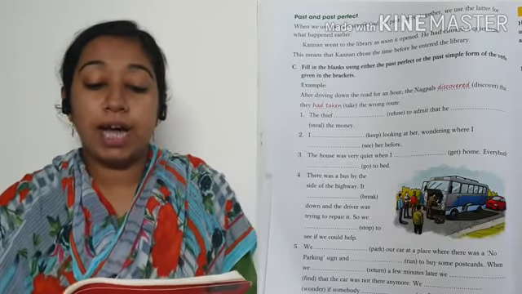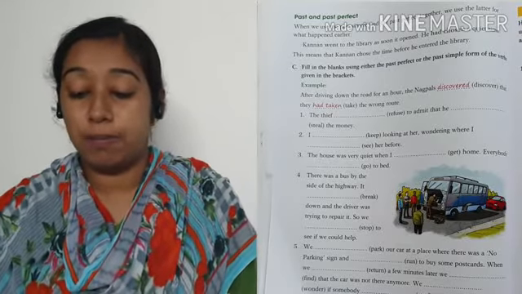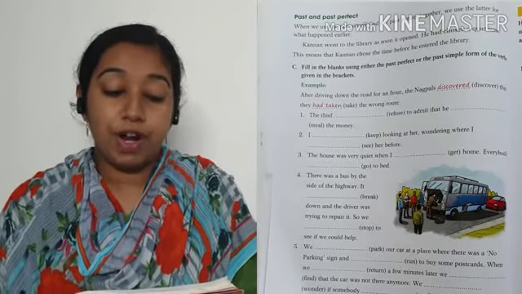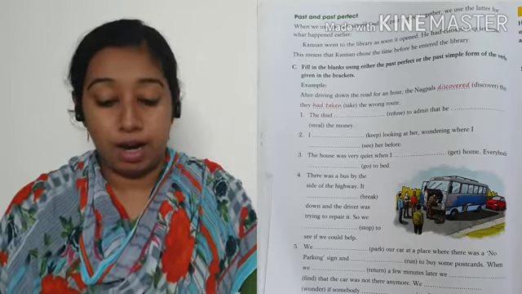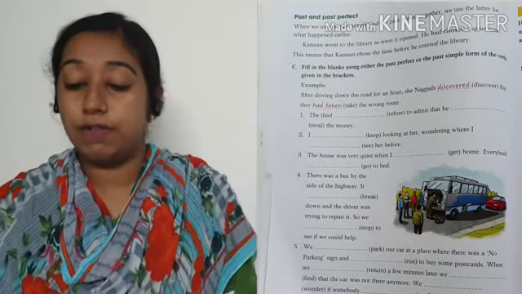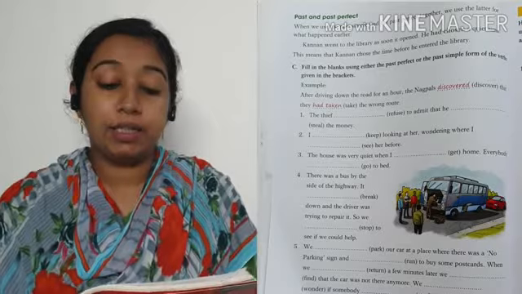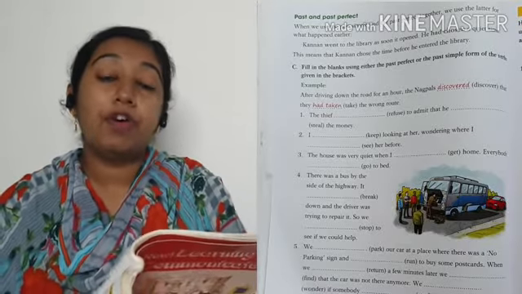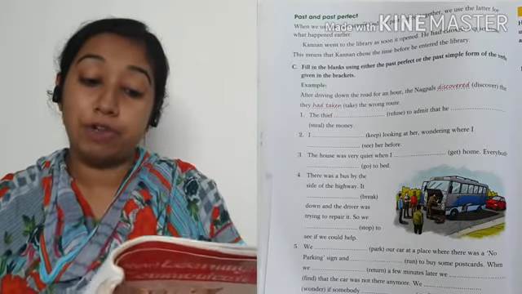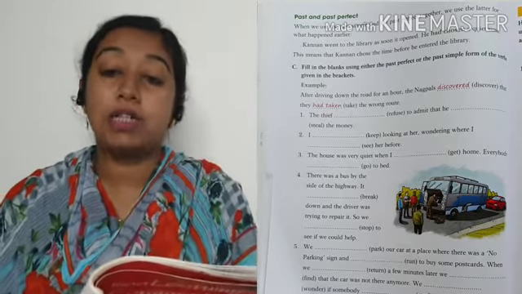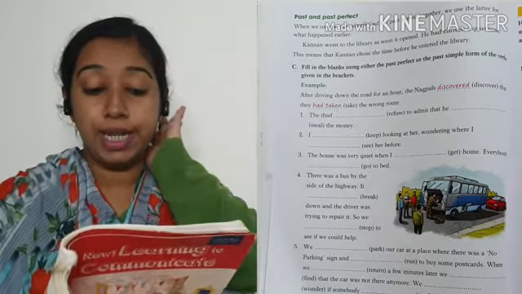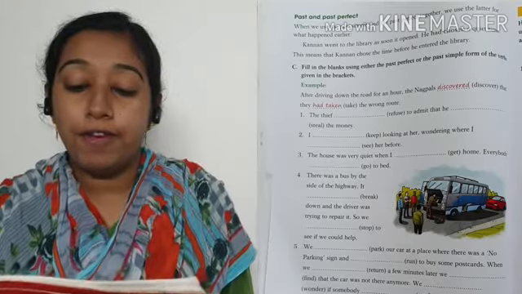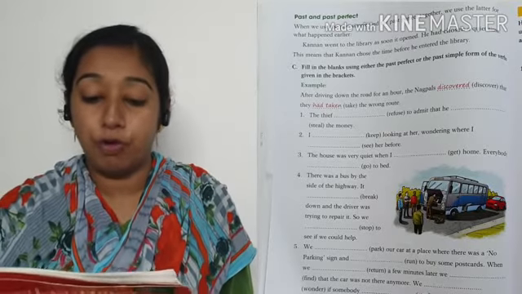Fill in the blanks using either the past perfect or the past simple form of the verb given in the brackets. After driving down the road for an hour, the Nagpals discovered that they had taken the wrong route. First sentence, the thief, you're going to use the simple past, refused to admit that he had stolen the money. Second sentence, I kept looking at her, wondering where I had seen her before.